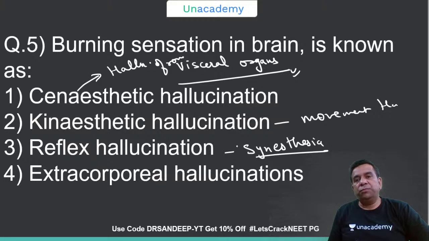It is a new question, asked for the first time. It's a hallucination from the visceral organs, itching in the brain, itching in the intestine. That will be labeled as a synesthetic hallucination. Very good. It's a synesthetic hallucination. So anything which is coming from the visceral organs will be called kinesthesia.